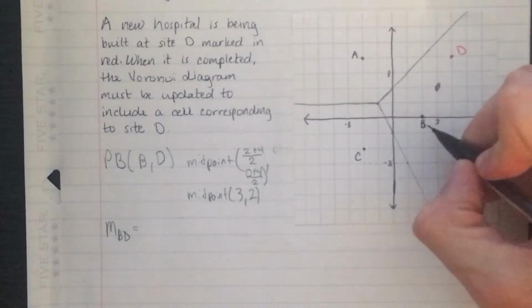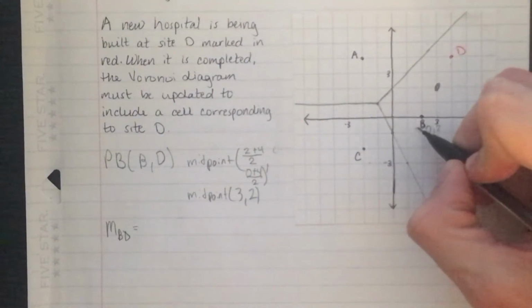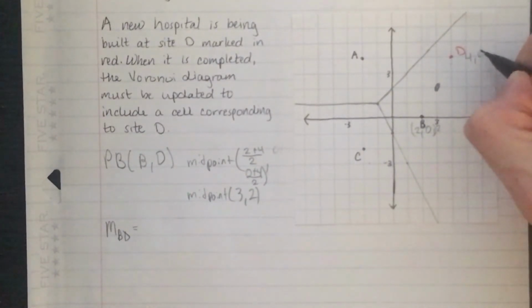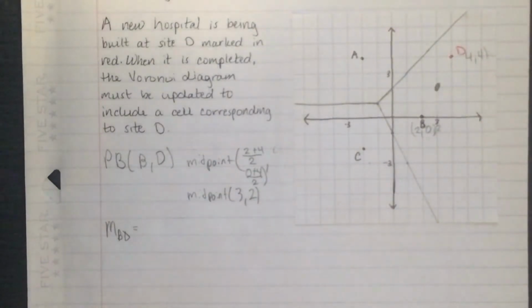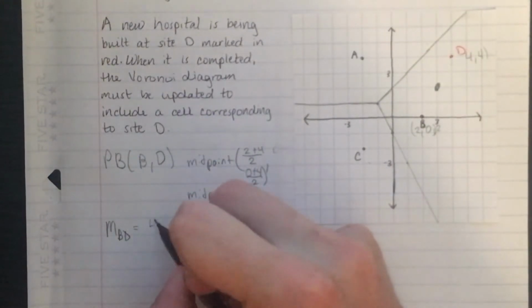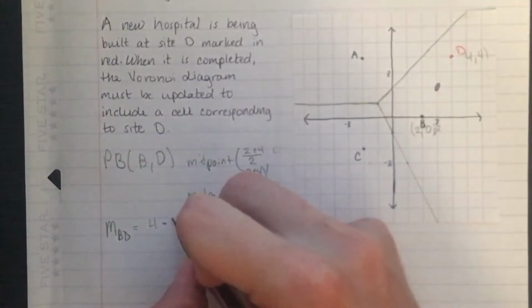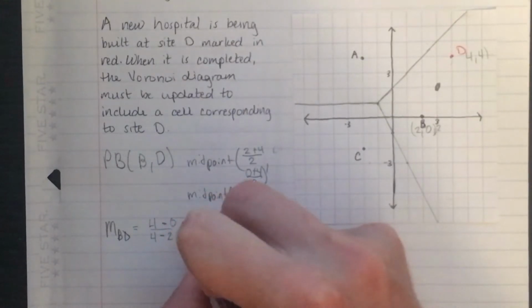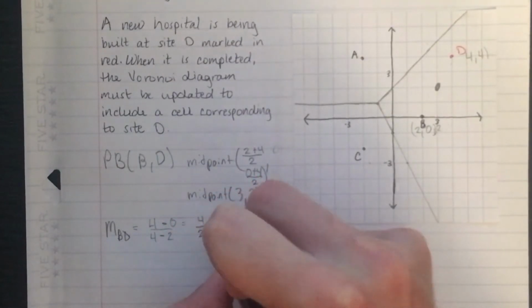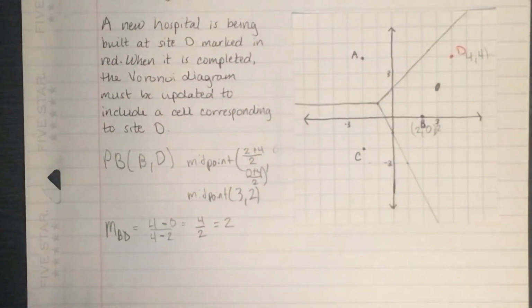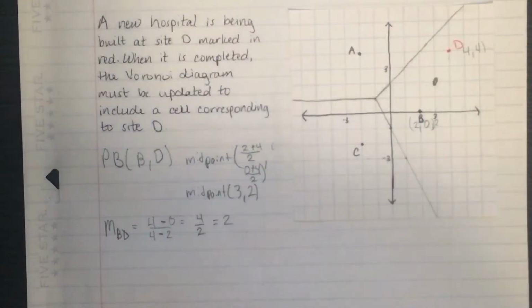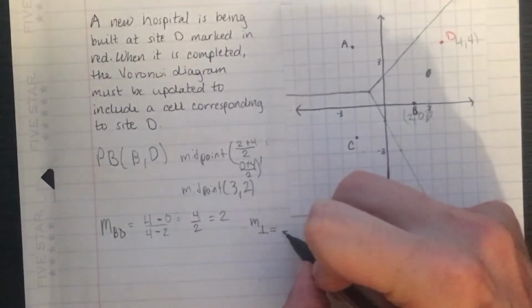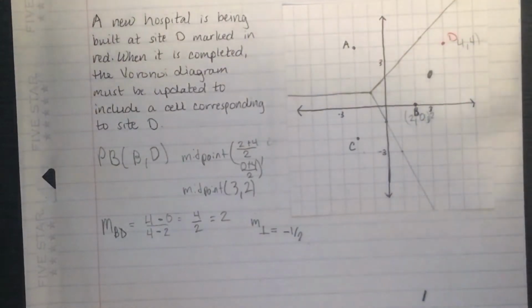So the coordinates here are 2, 0, and 4, 4. So for the slope, we're going to do y2 minus y1 over x2 minus x1. So we're going to get 4 over 2, which is the equivalent of 2. So then the perpendicular slope is going to be negative 1/2.